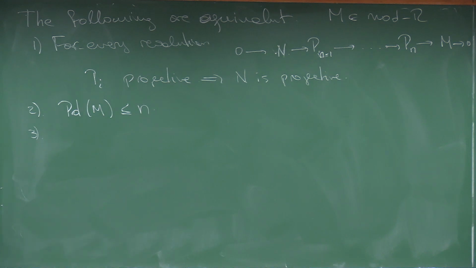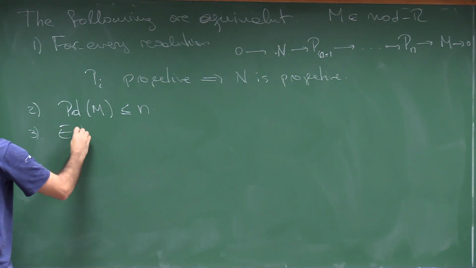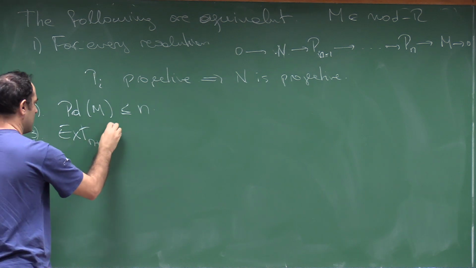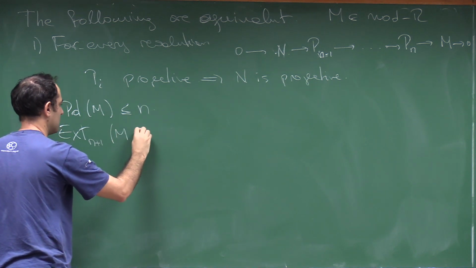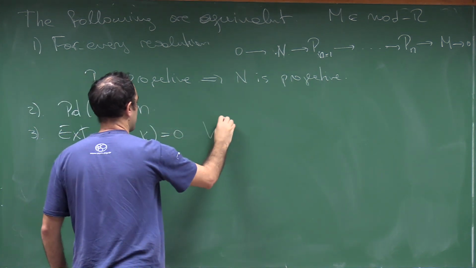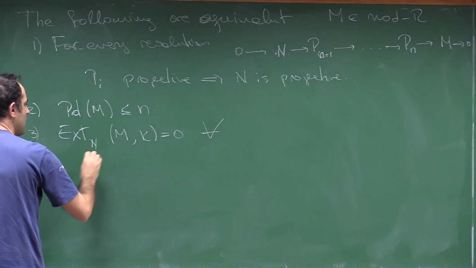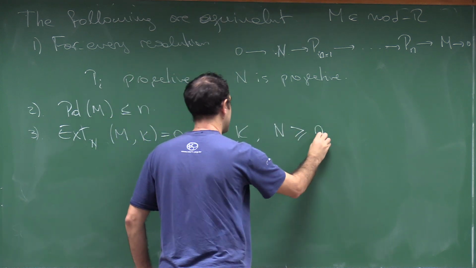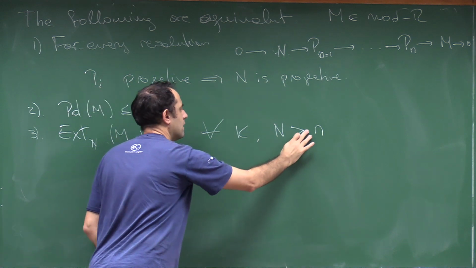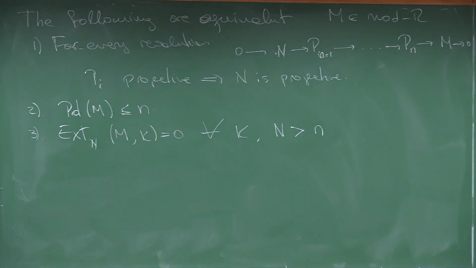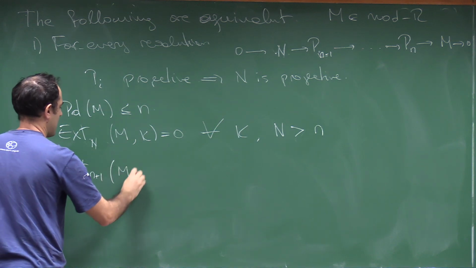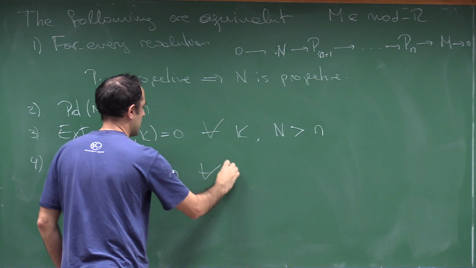Then three, Ext^{n+1}(M, anything) is equal to 0. Actually, let's say Ext^m(M, anything) is equal to 0 for every k and every m bigger than n. And four, Ext^{n+1}(M, K) is equal to 0 for every K.